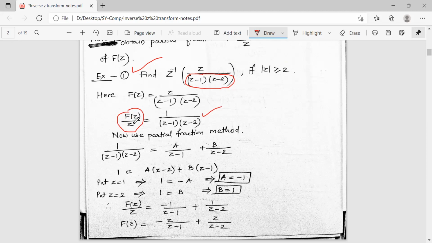And the left side is F of z upon z. So how to write this fraction? That is a upon the first factor z minus 1 plus b upon the second factor z minus 2. And now our intention is to get the values of a and b with the help of two values of z. Okay, so the next step: this 1 is the numerator of the left hand side, and the right hand side numerator is a into (z minus 2) plus b into (z minus 1).